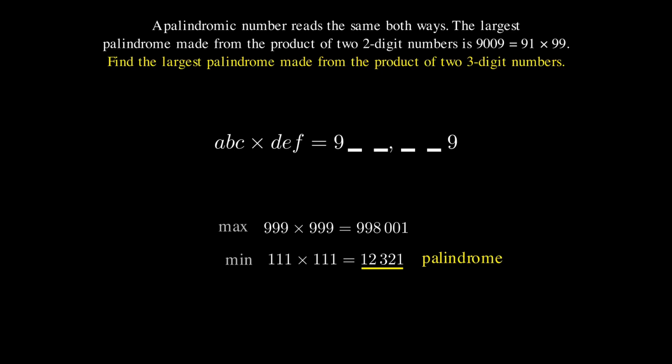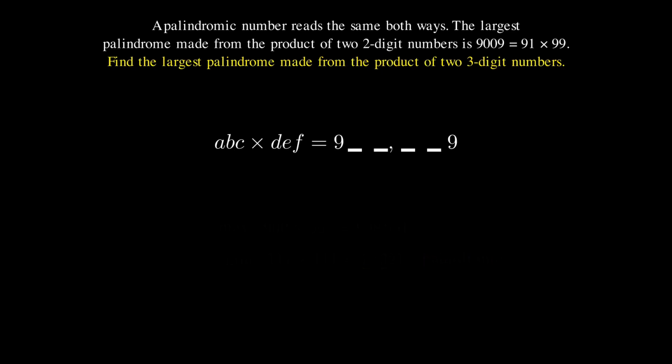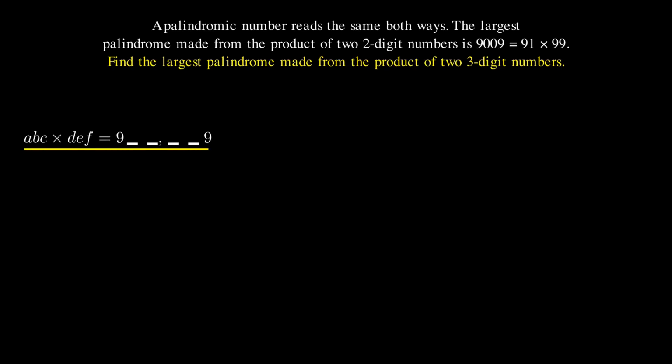For us, we're looking for a big one, so why don't we just look for one that starts with a 9, which means it has to end with a 9. And we need to figure out what this ABC number is, this DEF number, and then figure out ultimately what their product is. Looking at the left-hand side here, I know we're multiplying two 3-digit numbers.